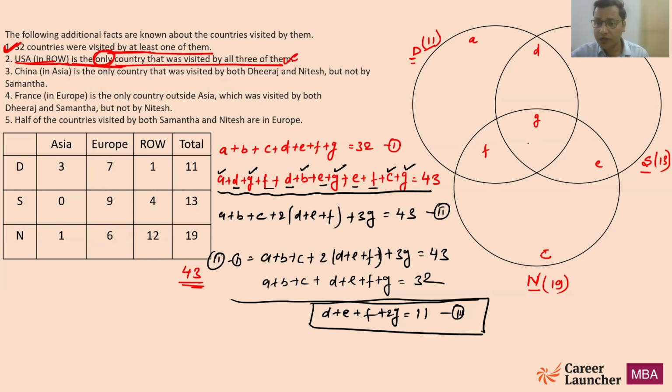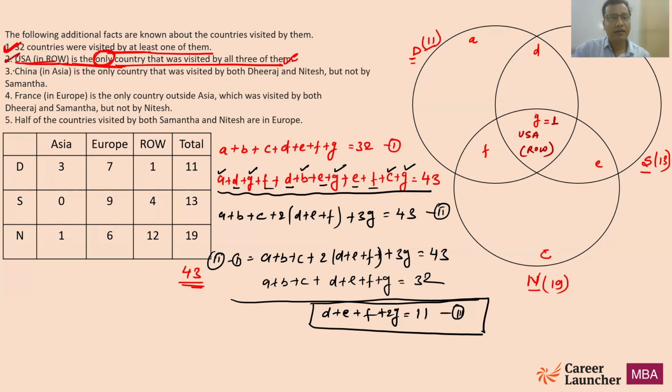So can I say this only one country is basically the value of G, which is given to us. This is the one, and that country is USA, which is in ROW. I'll just signify this very important word, right?